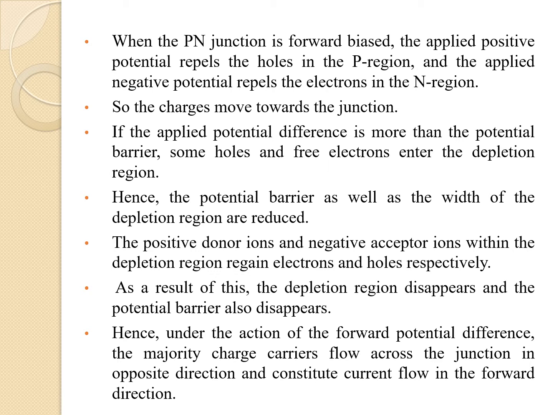The positive donor ions and negative acceptor ions within the depletion region regain electrons and holes respectively. As a result of this, the depletion region disappears and the potential barrier also disappears. Hence, under the action of the forward potential difference, the majority charge carriers flow across the junction in opposite directions and constitute current flow in the forward direction.